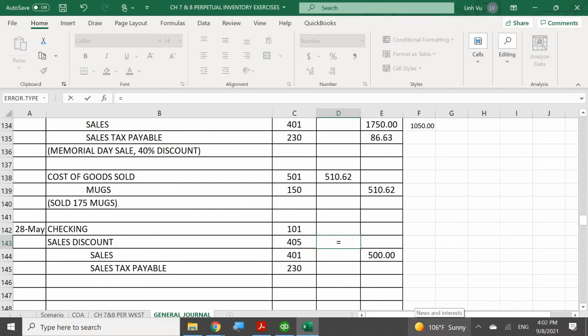So what is the total amount discounted? $50. Okay. Then, how much tax can we actually charge customer C?